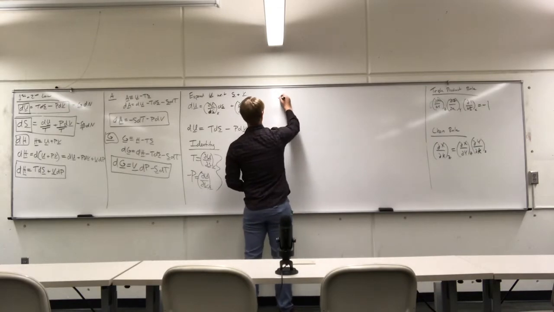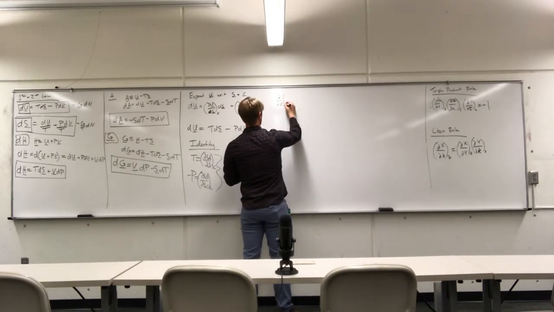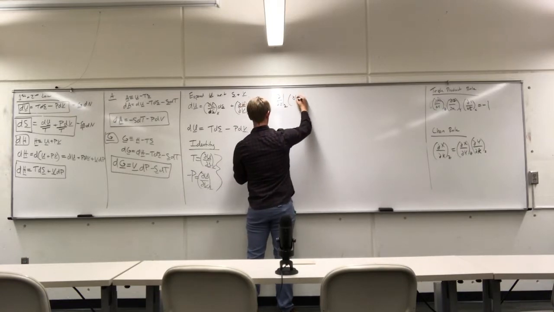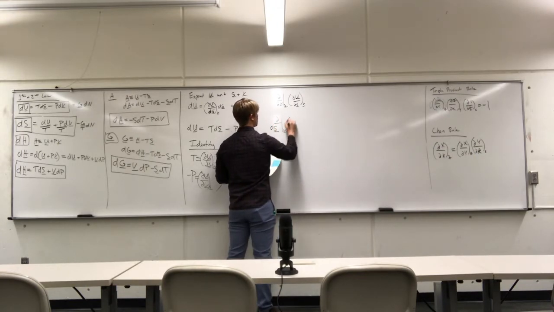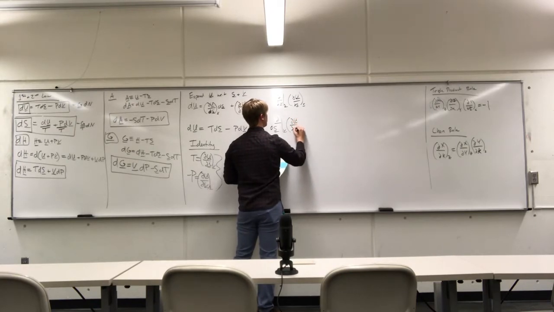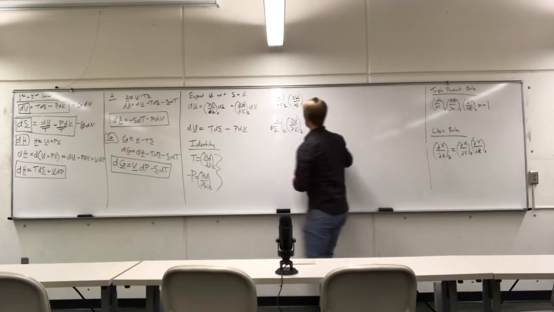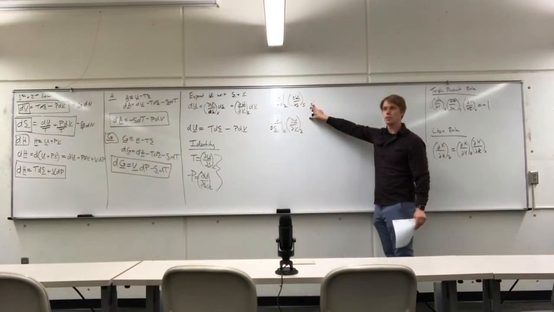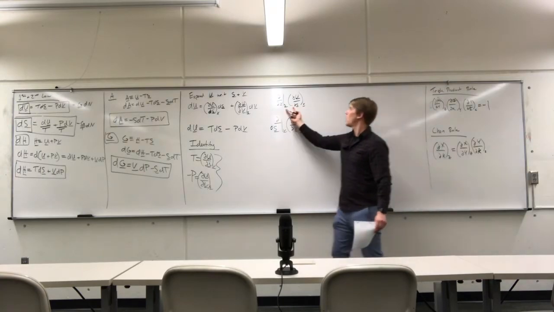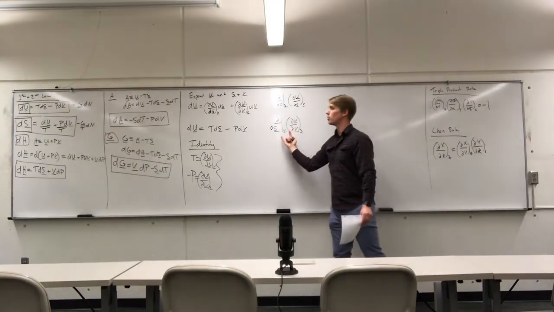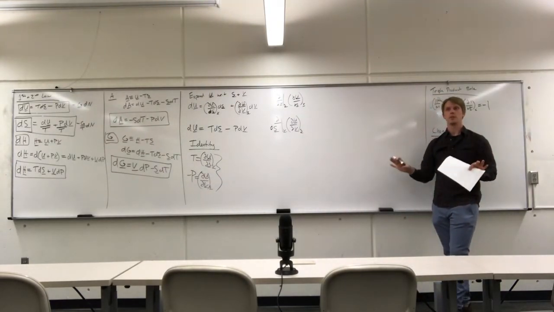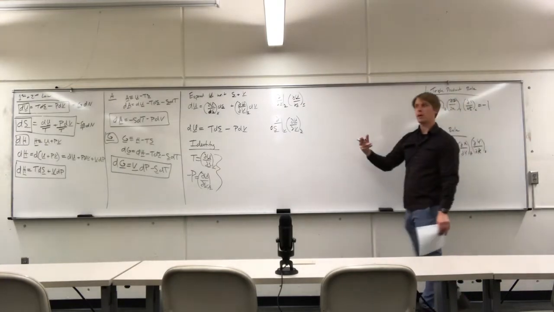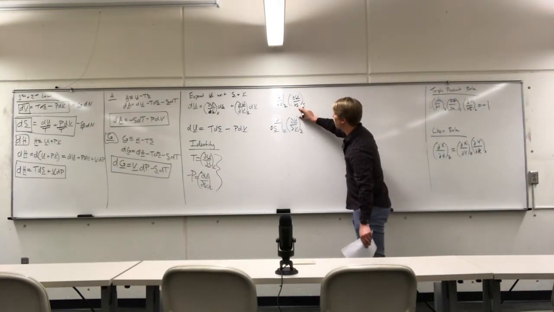So what I'm going to do is take the partial with respect to V at constant entropy of, and I'm going to do the opposite. These two expressions are 100% equivalent, right? All I've done is swap the order in which I've taken the partial derivative, which is totally allowed for our well-behaved thermodynamic functions.